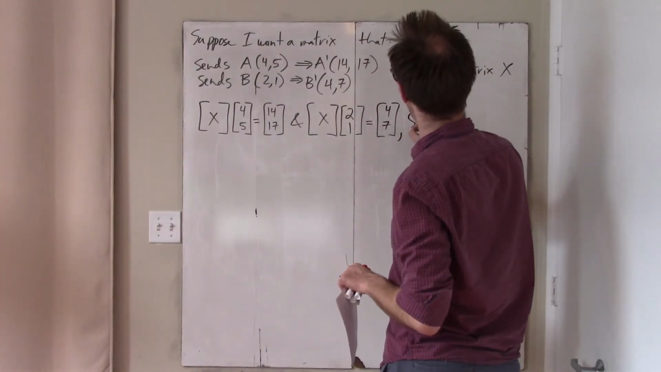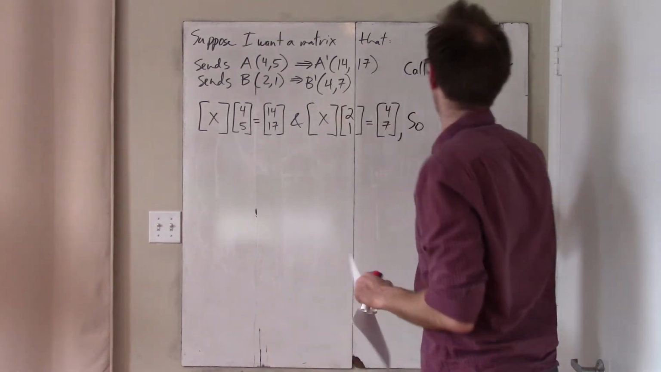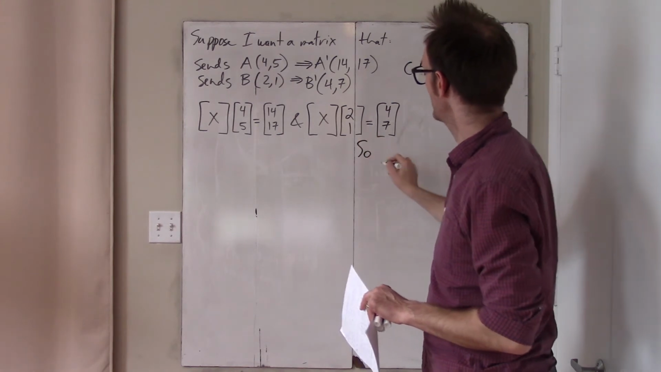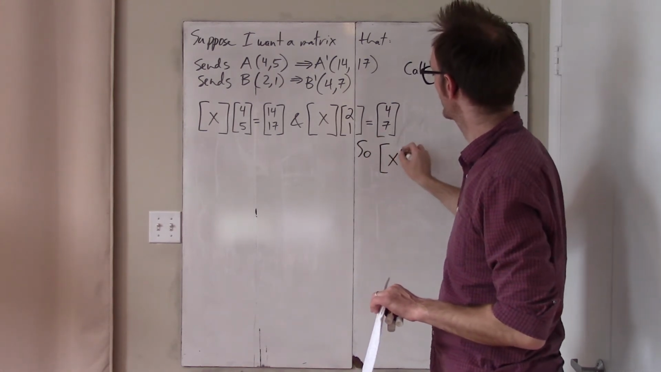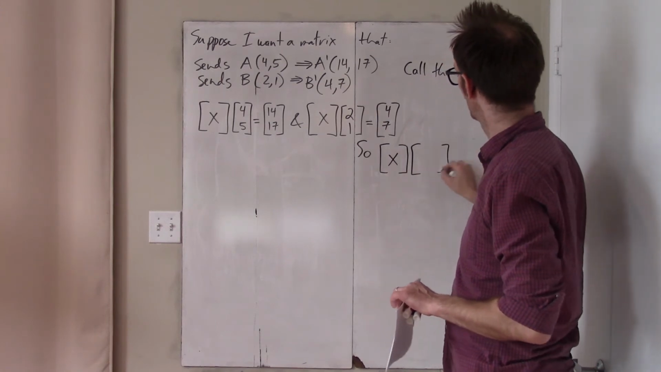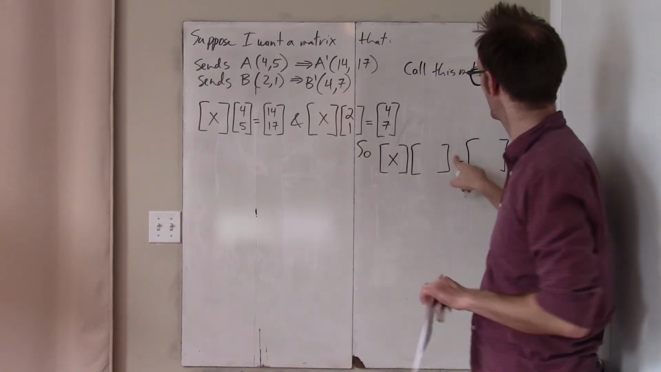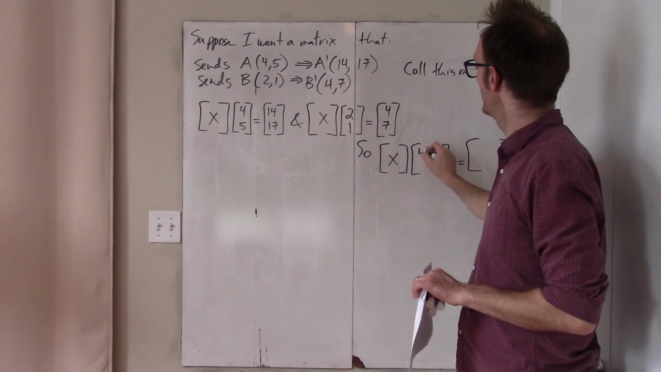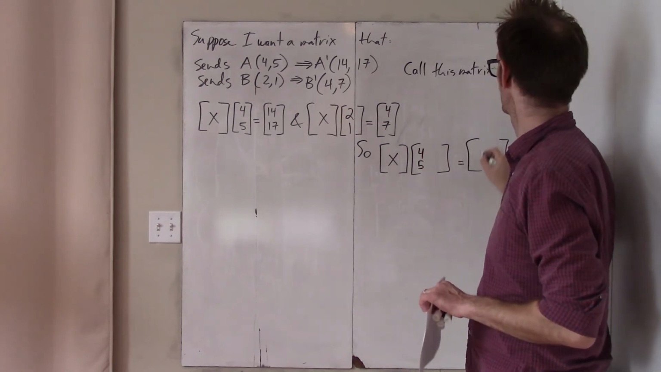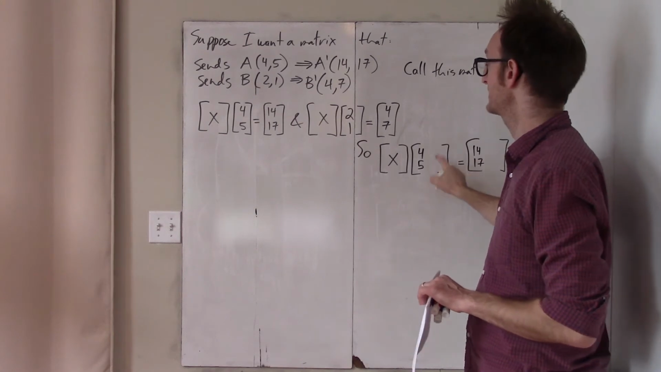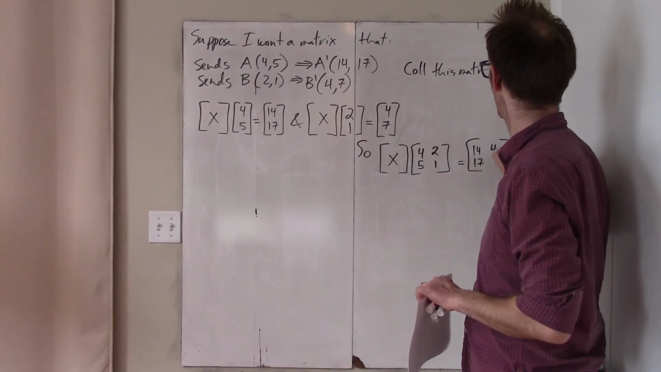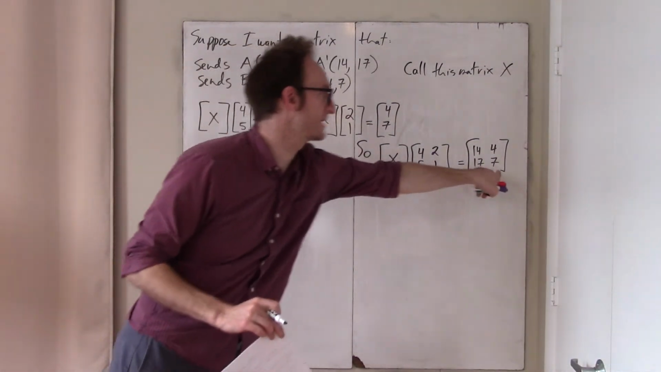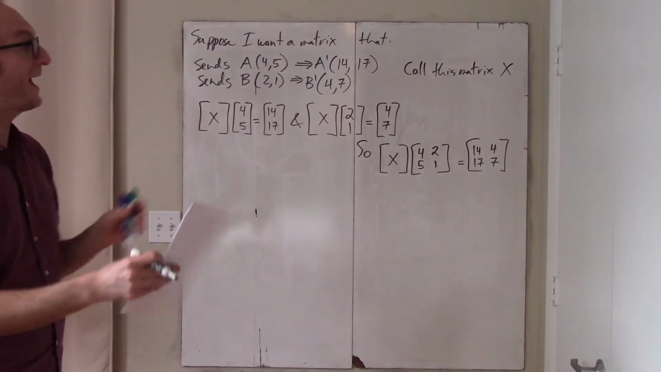Well, maybe I'll just do it here. So the conclusion of all of this is that what this matrix does is it eats two vectors and gives back another pair of vectors. This is just another way of writing the same thing: if you feed this matrix X 4, 5, you get back 14, 17, and if you feed it 2, 1, you get back 4, 7. So in other words, I need a matrix which eats these two vectors and spits back these two vectors.